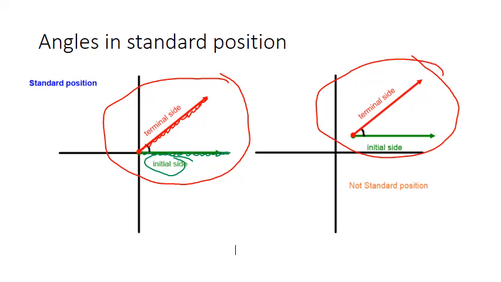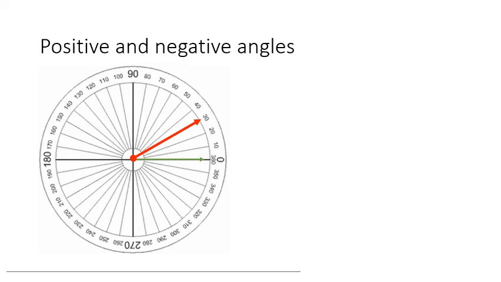standard position. Notice one of the differences also is that the vertex has to be on the origin if an angle is in standard position. Do you know what this angle is? How much is it? Well, this angle is 30 degrees. And we normally just say 30, but we want to clarify and say that this is actually positive 30 degrees. And we measure it by going in this direction. So we're moving in the counterclockwise direction when we measure positive angles.